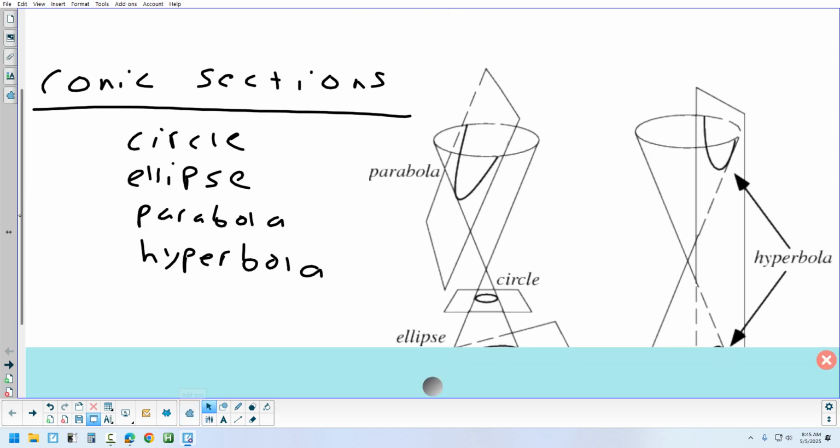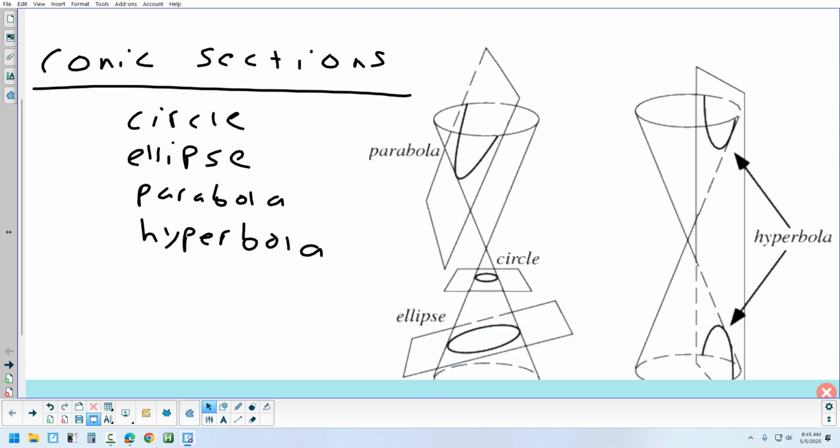So the circle is the simplest one if you slice the cone straight across. The ellipse is when you slice the cone at an angle, but you make sure that when you slice it, you're still going through the side of the cone. That would give you something that looks kind of like an oval, we call it an ellipse. A parabola is kind of like an ellipse, but you've sliced it at so much of an angle that now you're going through the base. You're not going through the side. That gives you a parabola.